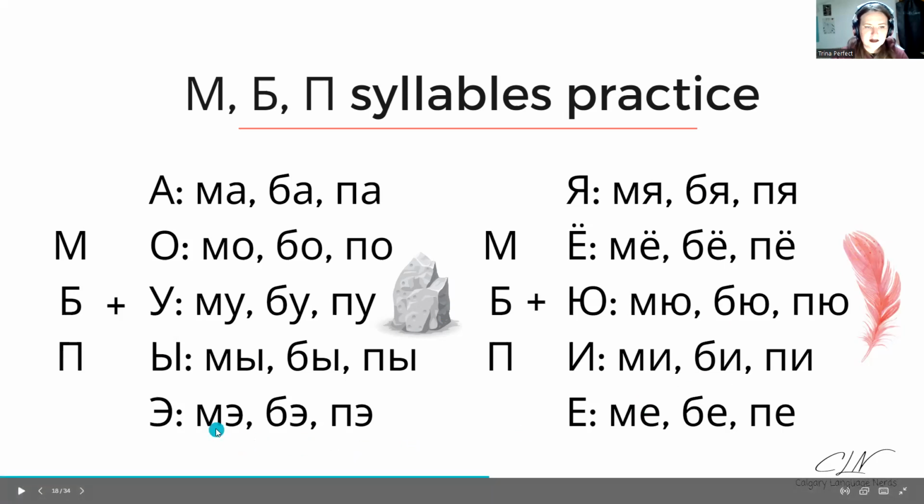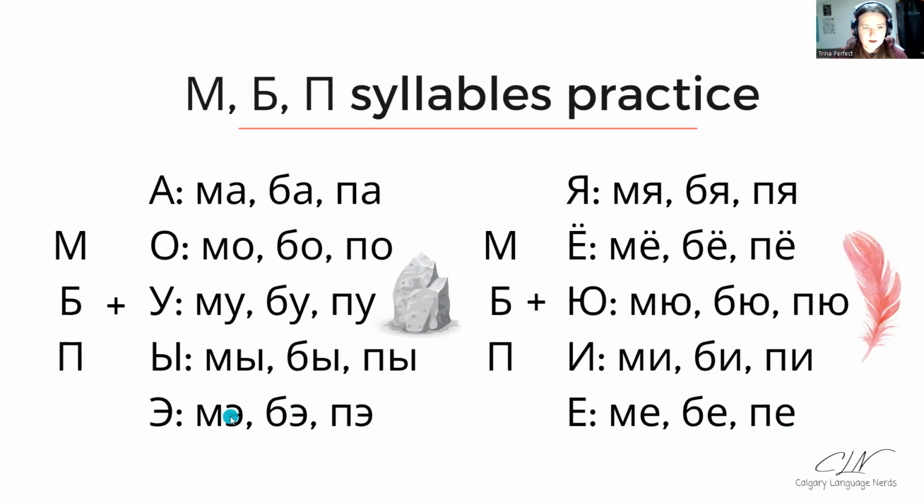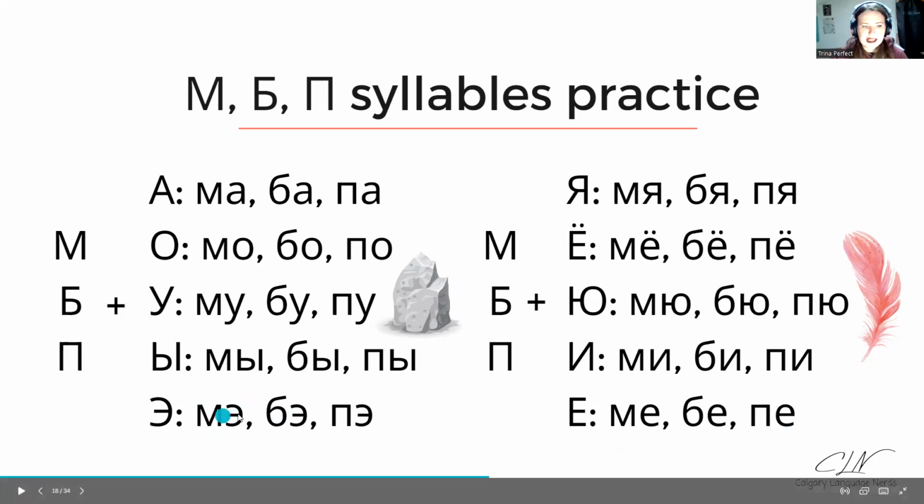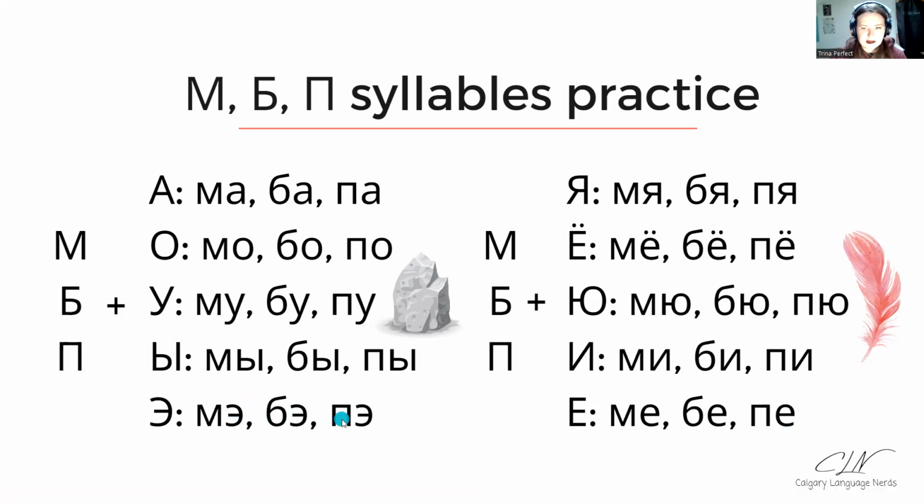Then we have E. So what happens with E? Me. Be. Pe. And then we have me. Be. Be. So let's do it one more time. Me. Be. Pe. And then we have me. Be. Be.